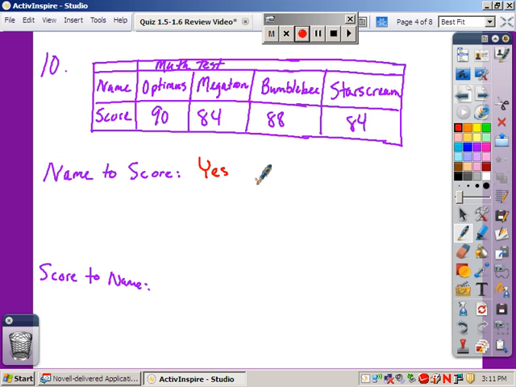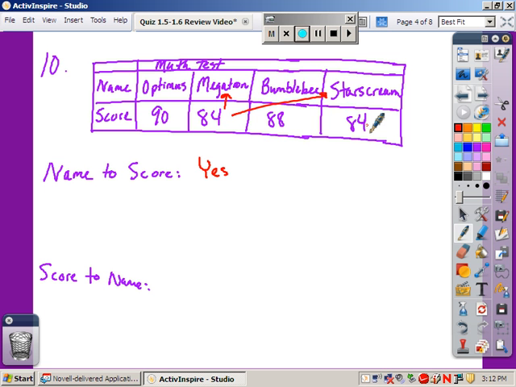Score to name, on the other hand, means that if you enter a score, you should only get one name. You have to make sure that when you do this, you approach it from the idea of, can I make it so that it's not a function? So if I just check the 90 and I say, if I enter 90, do I get one name? Yes, I only get Optimus. The way that works, it sounds like a function. But if you check it more thoroughly and you say 84, 84 gives me Megatron, or it could give me Starscream. Which means I could get two answers if I entered 84. That is not a function.